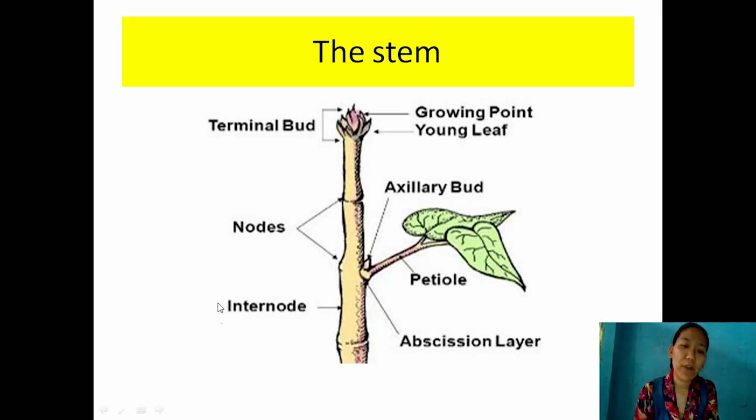Then again you find that there are various nodes, one here, another here, and here. The region between two successive nodes, the region between these two nodes, we call it internode. Again here you find internode.